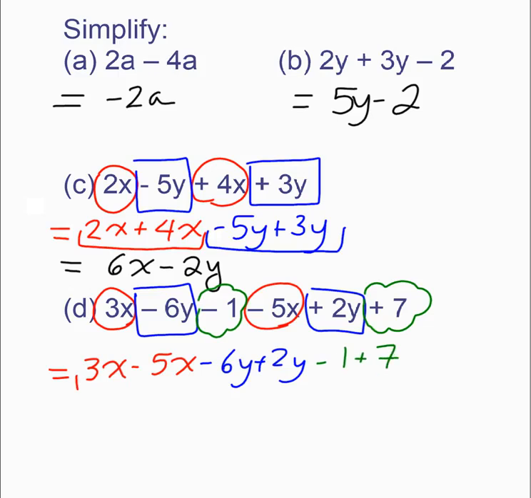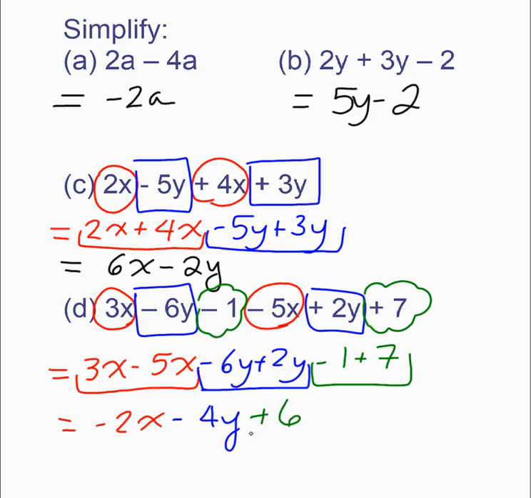Then I simplify. Again, it's like this is one question. This is one question. And this is one question. So be careful. 3x's take away 5x's is negative 2x. Negative 6y plus 2y is negative 4y. And negative 1 plus 7 is 6. That is my final answer because I don't have any like terms left. So be really careful of the signs when you're doing these questions. It does make a difference.